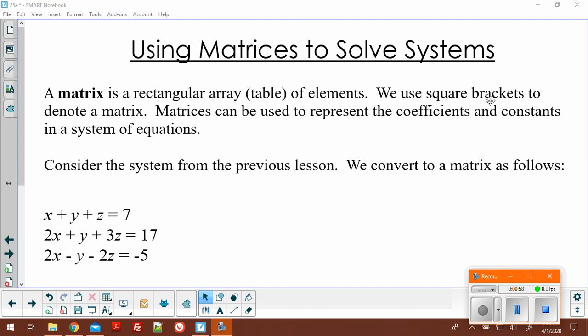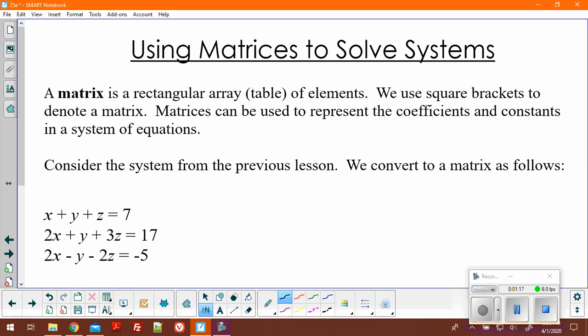So a matrix really is just a table of elements. What we use it for here is we make a table of all the different coefficients in our linear system. For example, this was a system we solved in the previous lesson. If I want to turn this into a matrix, I just write down a big square bracket, and in each row, I just go across and write what I see.